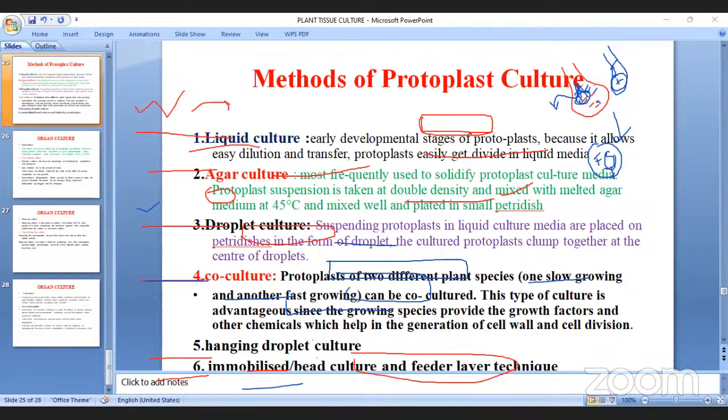Here the living but non-dividing protoplast provide necessary growth requirements for the isolated, less number of protoplast. This method is only utilized for less number of protoplasts. So this is the feeder layer technique, but most probably we utilize the liquid medium and agar culture medium. These are the most commonly used methods of protoplast culture. So this is protoplast culture or somatic hybridization, right?